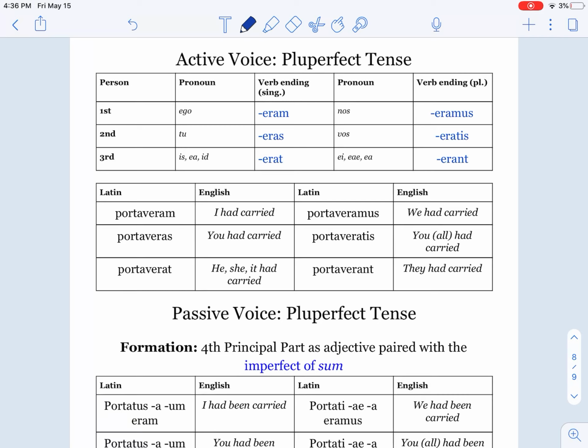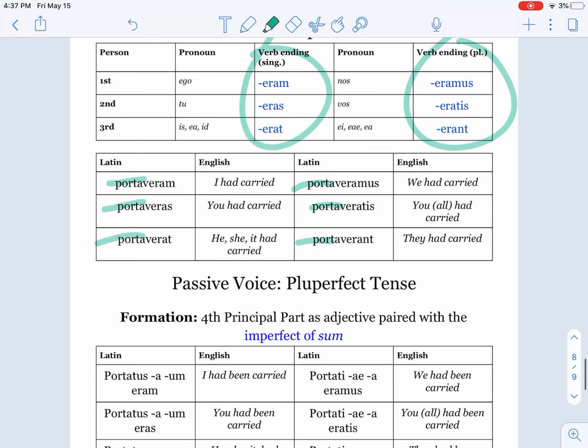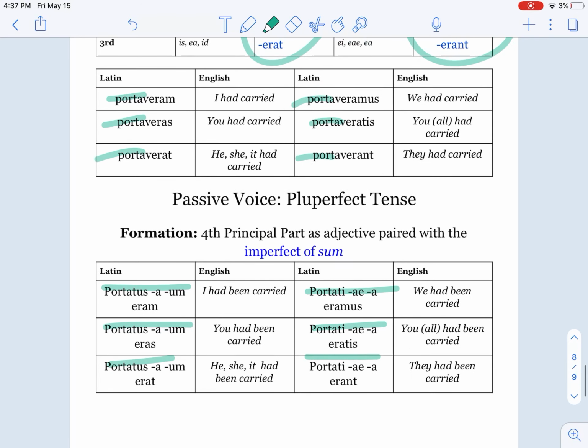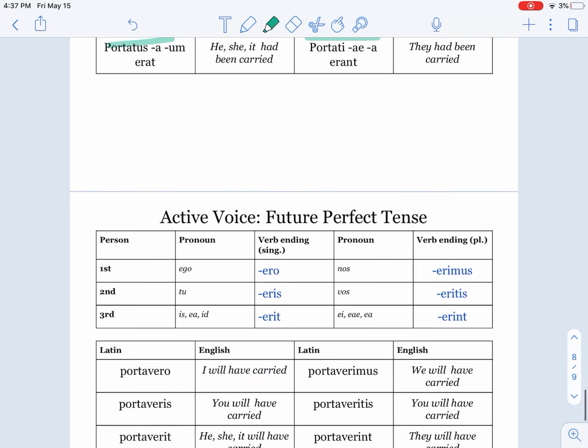For the pluperfect tense, that's going to be translating as the I had verbed tense. So there's one way to translate it. And you're going to use that perfect stem again. So portav plus eram, eras, erat, eramus, eratis, erant, which consequently are the imperfect forms of sum. So that's easy to remember. Portaveram is I had carried. If I make it passive, I'm using that fourth principal part as an adjective. And then I'm using, again, the imperfect of sum. So portatus eram is I had been carried.